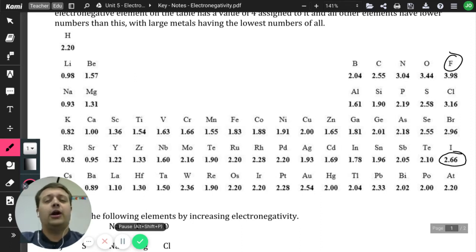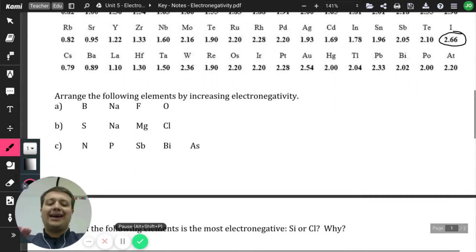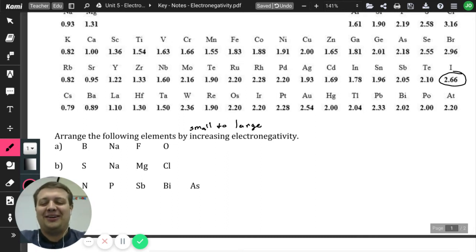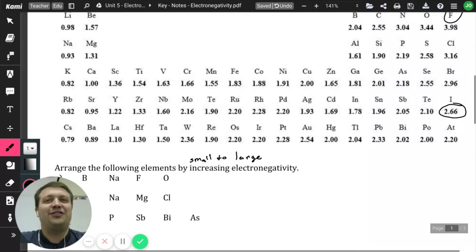If you wanted to figure out what the electronegativity actually was. Okay, so let's actually look at this, and it says arrange the following elements by increasing electronegativity. Now remember, increasing means you go from small to large. I like to point that out because while I know that you probably know that, sometimes it's easy to get mixed up with your increasing versus decreasing.